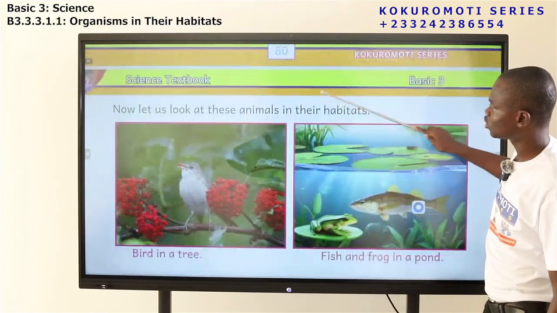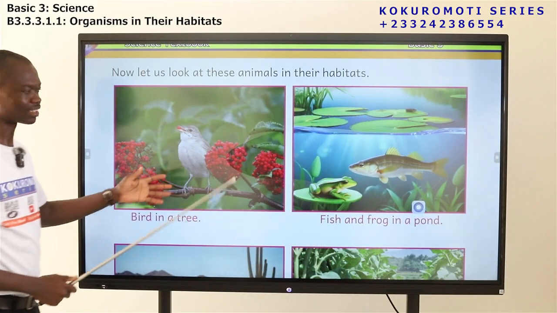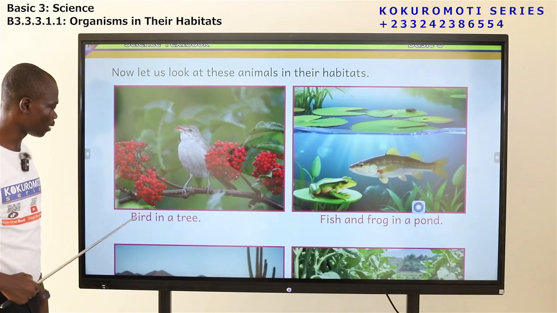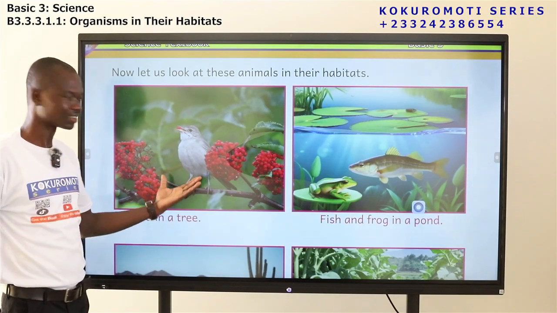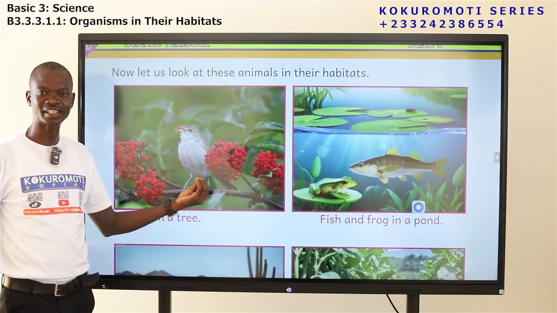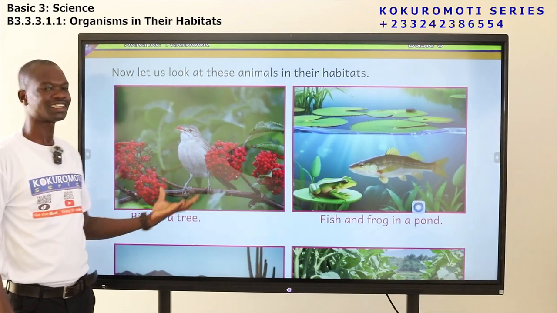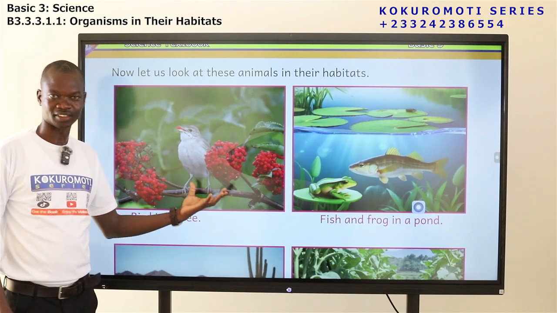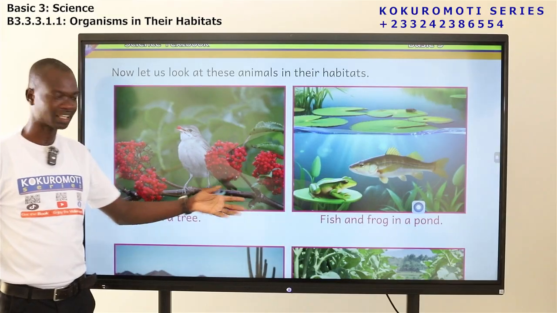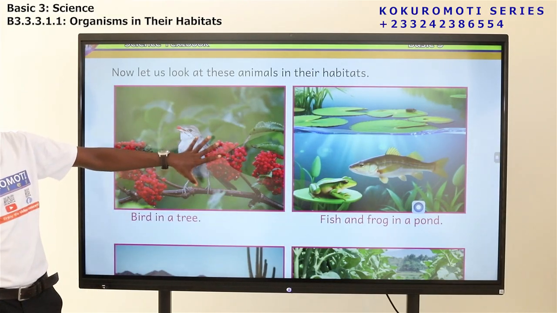Now let's look at these ones. These are animals and their habitat, meaning animals and where they live, their natural home. Look at this, bird in a tree. Look at this. You always see birds in trees. You can't see bird in water. So a bird is a living thing. A bird is an inhabitant, and they live in a habitat. The habitat is air or in tree.